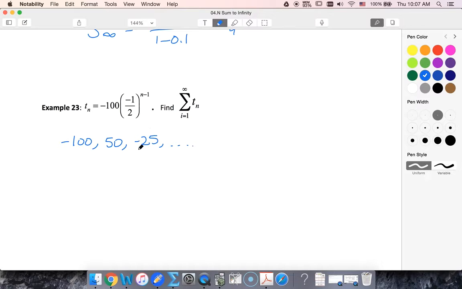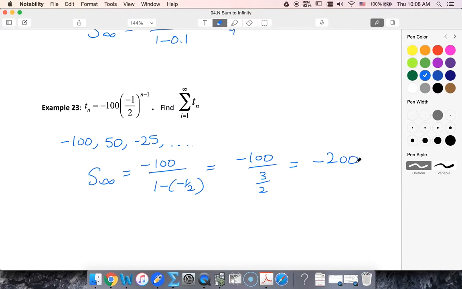So even with our negative r value, that's okay for sum to infinity, because the absolute value of r is still less than 1. So we can find our sum to infinity: 100 over 1 minus, don't forget that your r value was negative, so 100 over 3/2, so that's positive, gives me 200 thirds. And there's some sum to infinity examples.